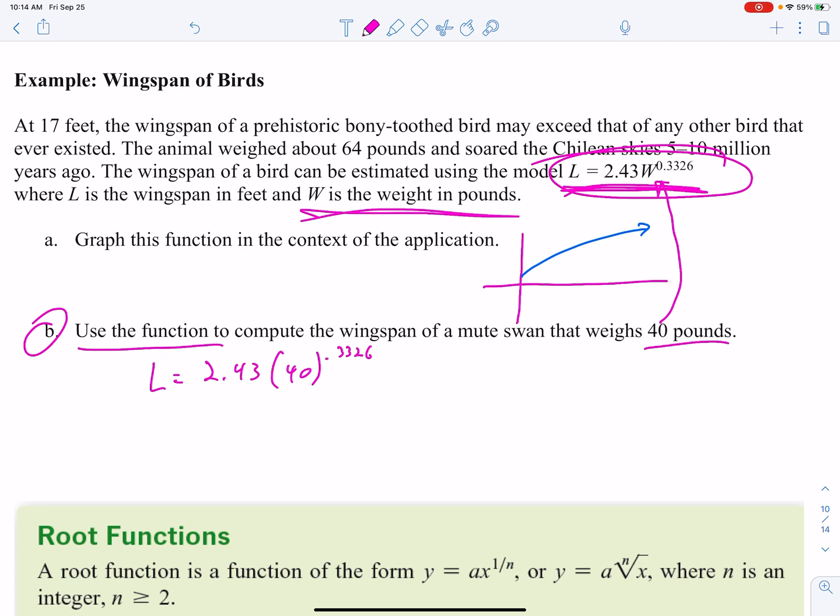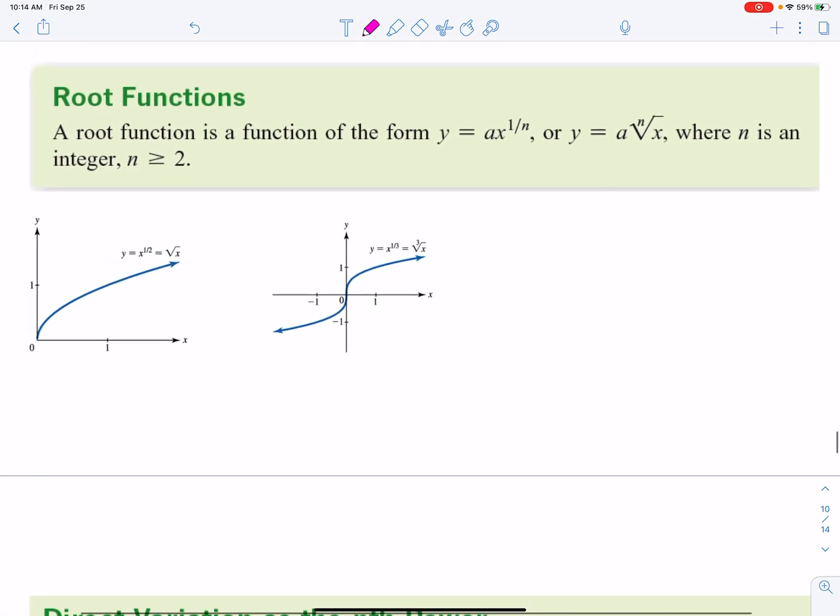Now remember your PEMDAS, right? Parentheses, then exponent. So you're actually going to do this operation first, then multiply that answer by 2.43. Make sure you do that carefully, all right? Or, of course, you could just plug into a calculator, and you should get something like 8.29 feet, right? I rounded that. I think it was 8.288 or something like that. Okay? All right, there we go. Make sure you practice plugging into those.